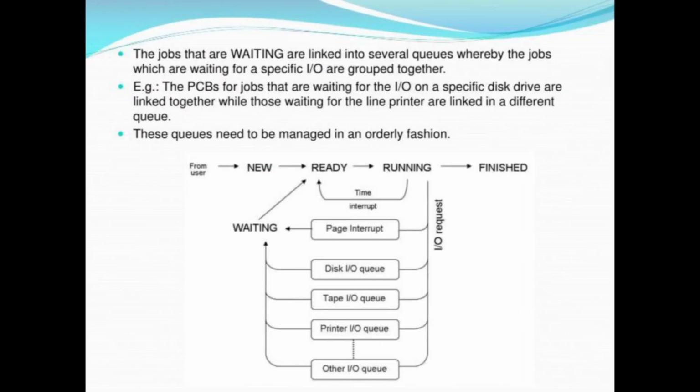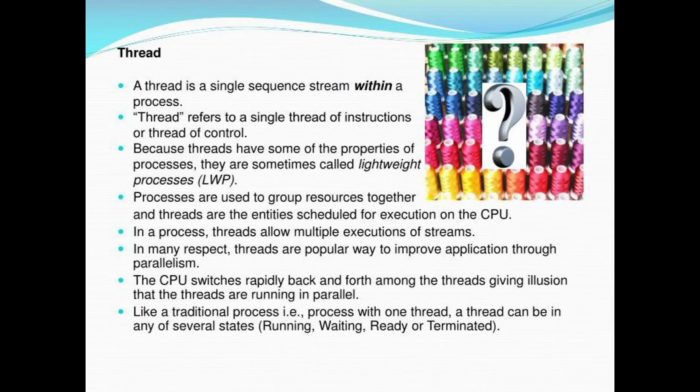The jobs that are waiting are linked to several queues, whereby jobs which are waiting for specific input output are grouped together. For example, the PCBs for jobs that are waiting for input output on a specific disk drive are linked together, while those waiting for the line printer are linked in different queues. These queues need to be managed in an orderly fashion. That is defined: page interrupt, disk input output queue, tape input output queue, printer input output queue, other input output queues. Thread: a thread is a single sequence stream within a process.